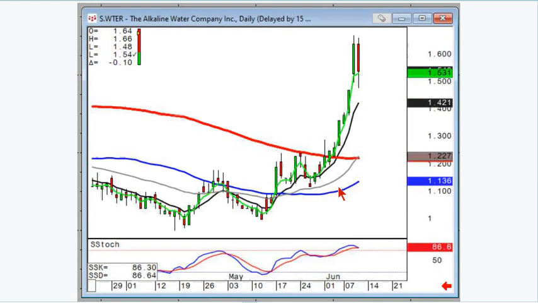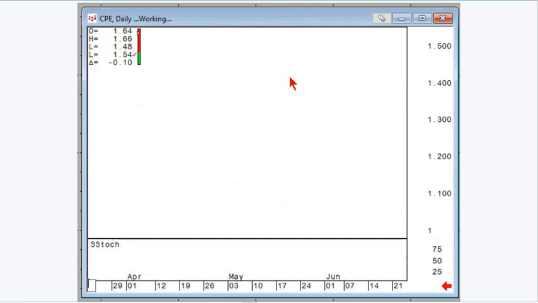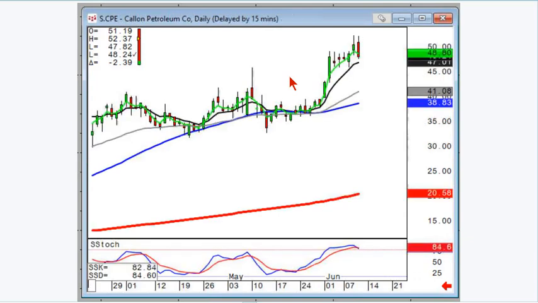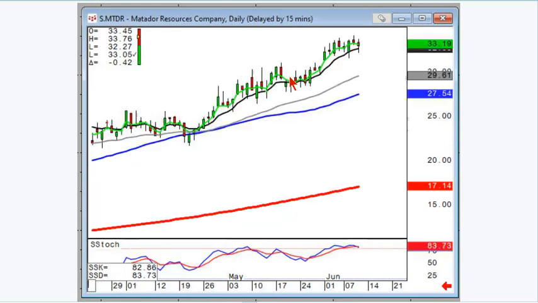Water. That one, if it opens lower, close it out. Look how far away you were from the T-line. This one, if it opens lower, close it out. Same scenario on Matador. High profit candlestick patterns is requiring needs.